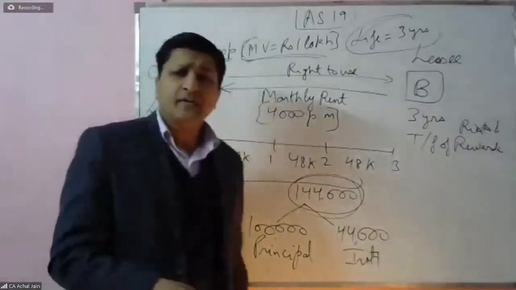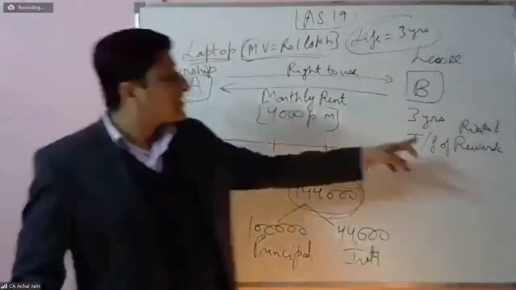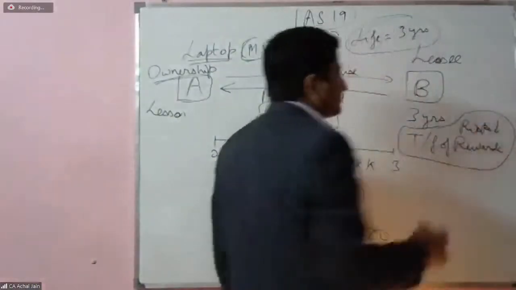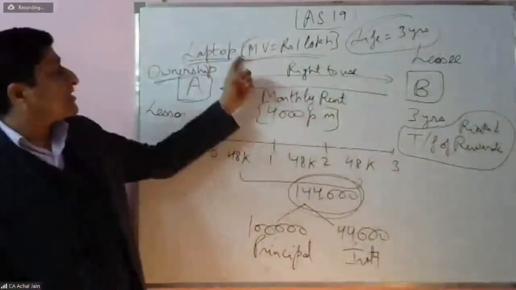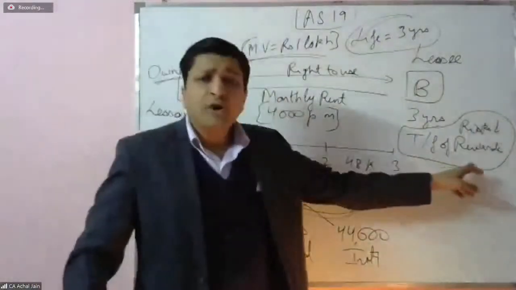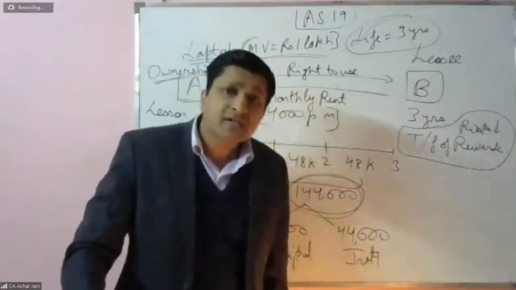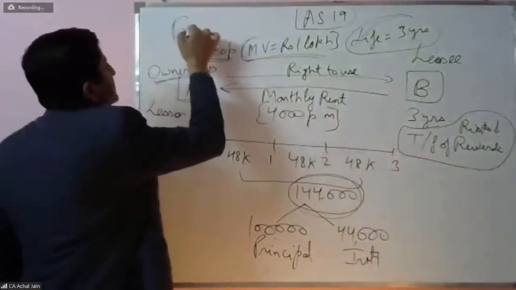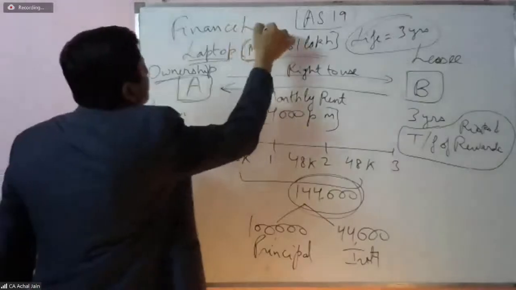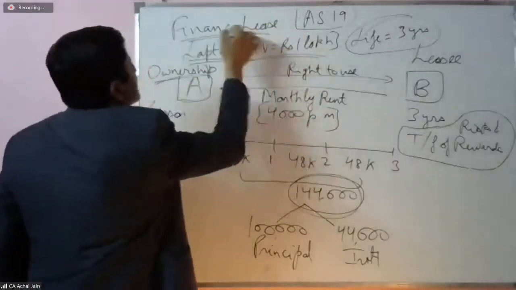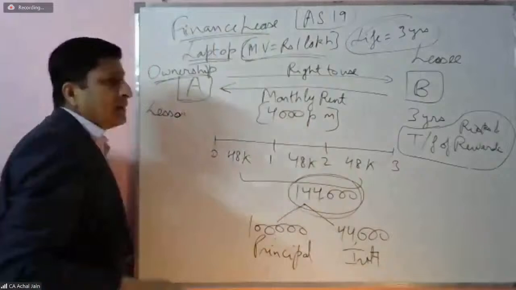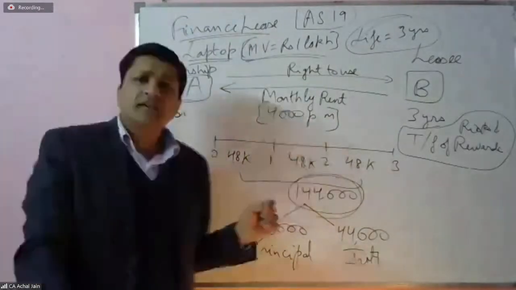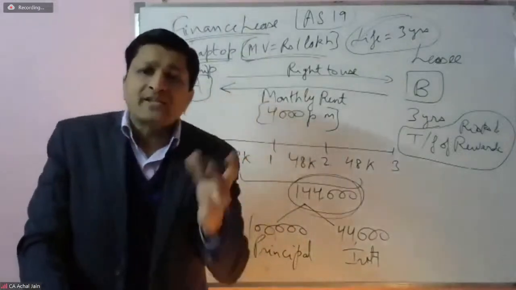If in such arrangement, transfer of risks and rewards also takes place, if in this lease arrangement, transfer of risks and rewards takes place, then such a lease arrangement is called as finance lease. So the given arrangement that we have seen is an example of finance lease.